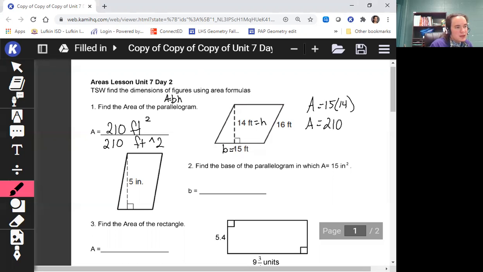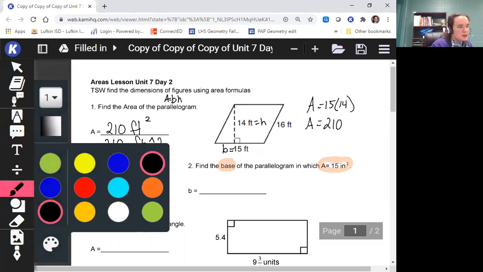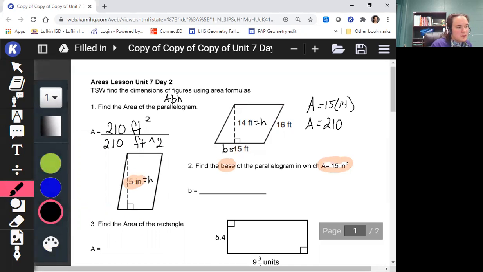Number 2, we want to find the base of the parallelogram with an area of 15 inches squared, and we know that the height is 5 inches. So again, remember that your formula for area is base times height. We fill in what we know. We know the area is 15 inches, so put that there for 15.